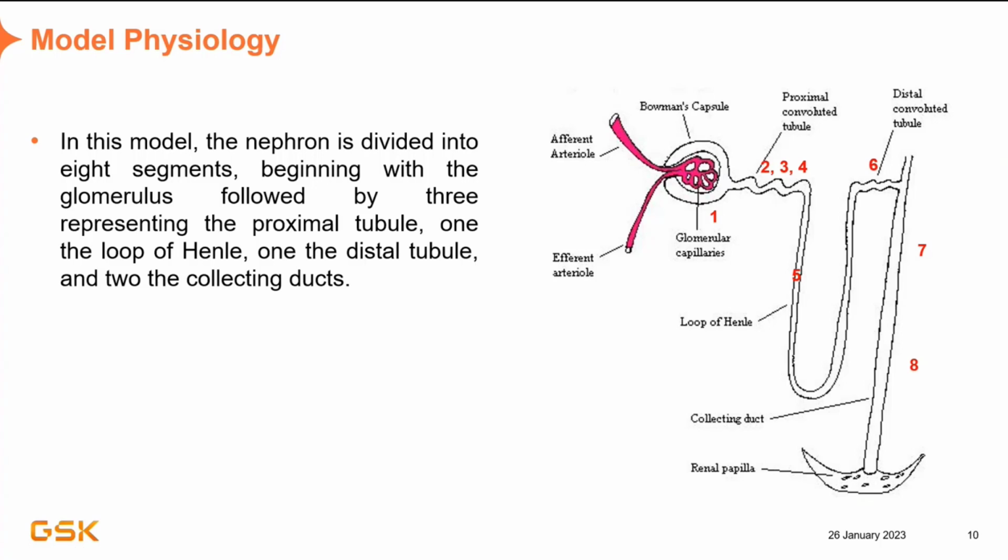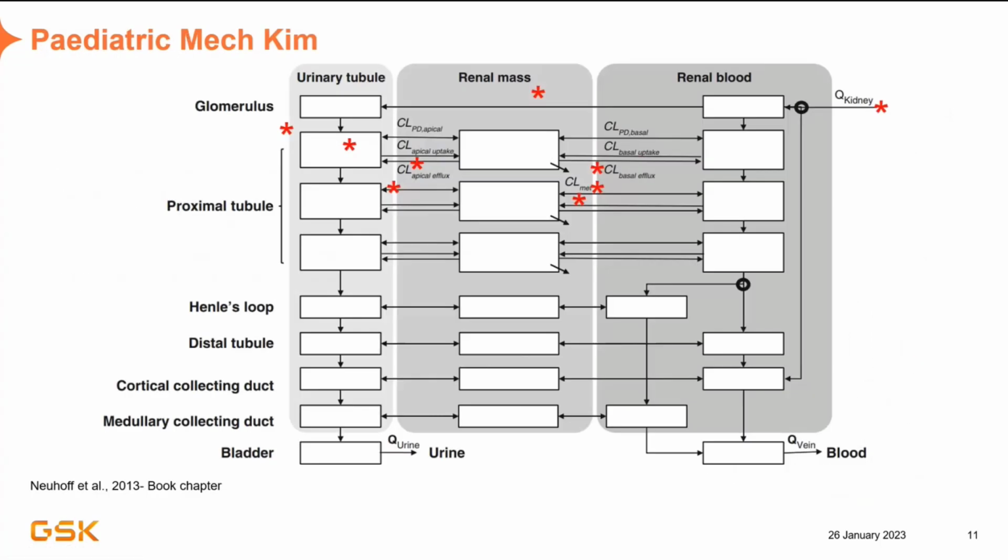And then there will be the Henle loop, followed by the 1 compartment for the distal tubule, and the collecting duct is divided into 2 segments. And this is following the physiology of the nephron. And that is projected in this compartmental model here.